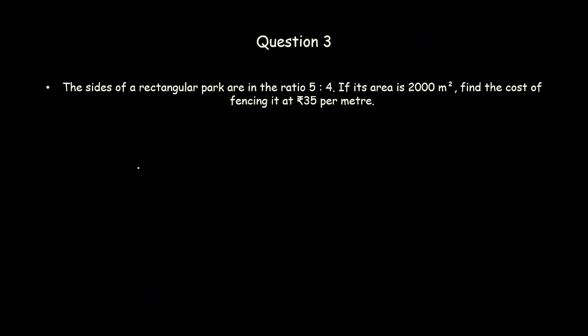Next question. The sides of a rectangular park are in the ratio 5:4. If its area is 2000 meters square, find the cost of fencing it at the rate of 35 per meter. Now remember, wherever the word fencing is there, for fencing you need to find out the perimeter.